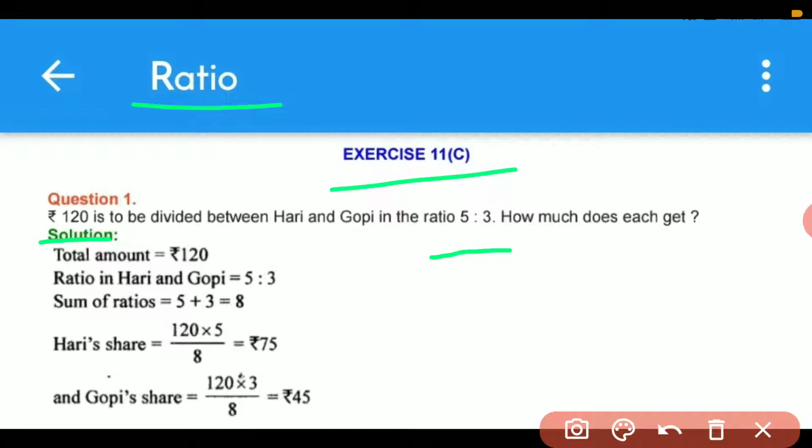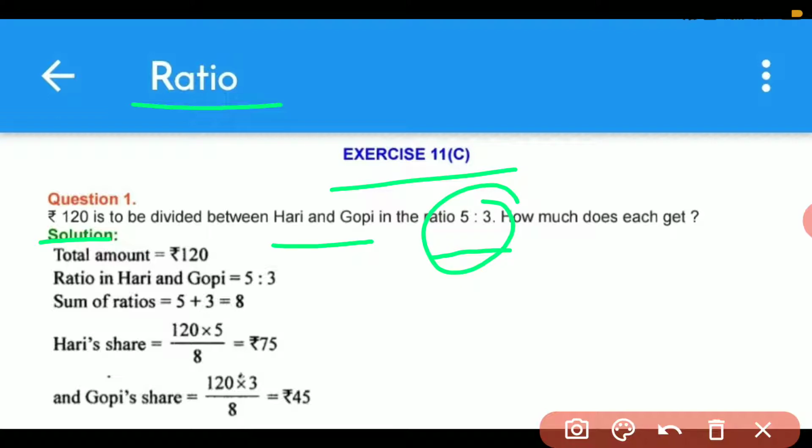Okay, the first step, let me read the question first. Rupees 120 is to be divided between Hari and Gopi in the ratio 5:3. That means Hari is getting 5 parts and Gopi is getting 3 parts of your sum. So how much does each get? For that you need to know the total parts. The total parts you'll get by adding this ratio.